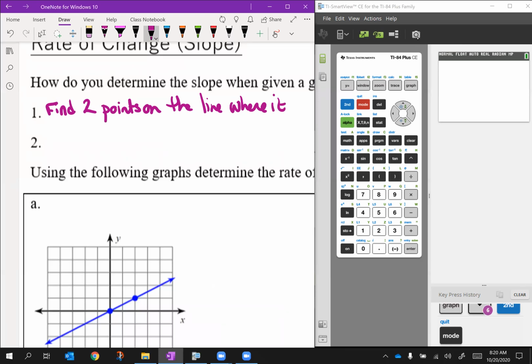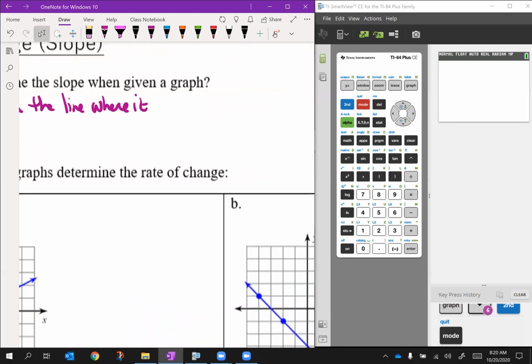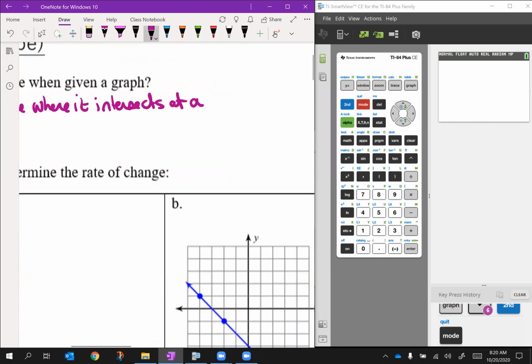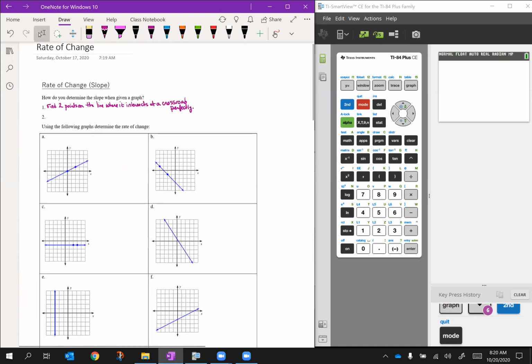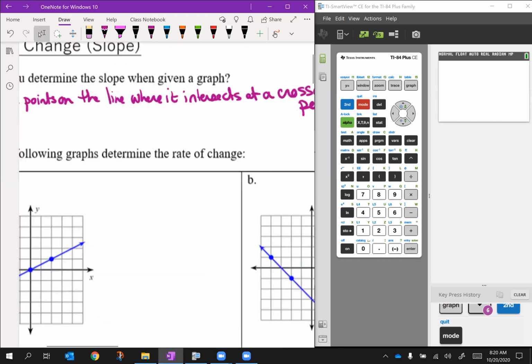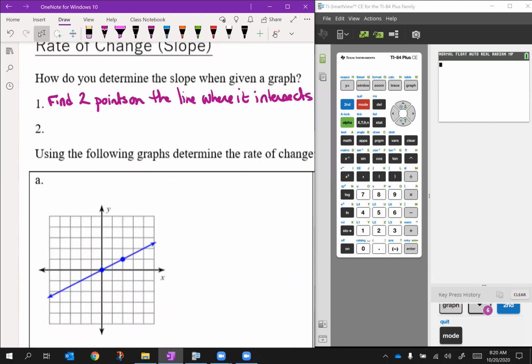Where it intersects at a crossroad perfectly. Most of these are already labeled for us on these graphs. Step 2, we want to count up and then over. So count the movements up and over.